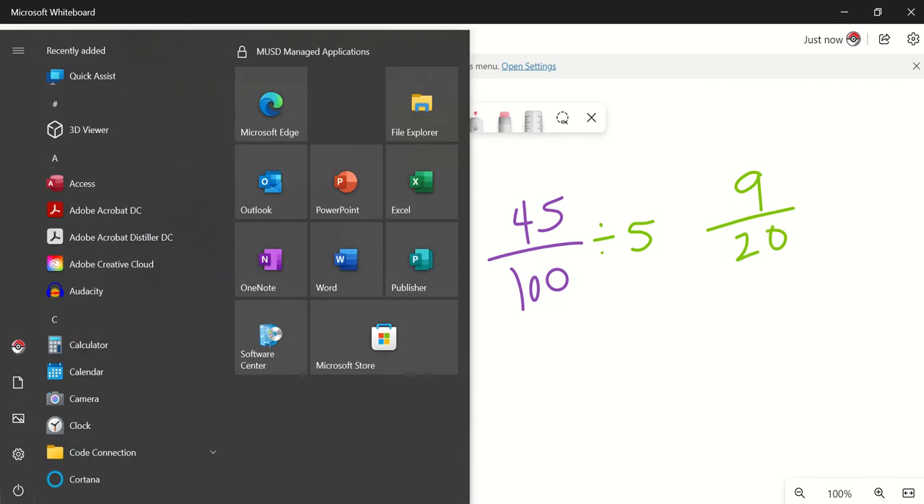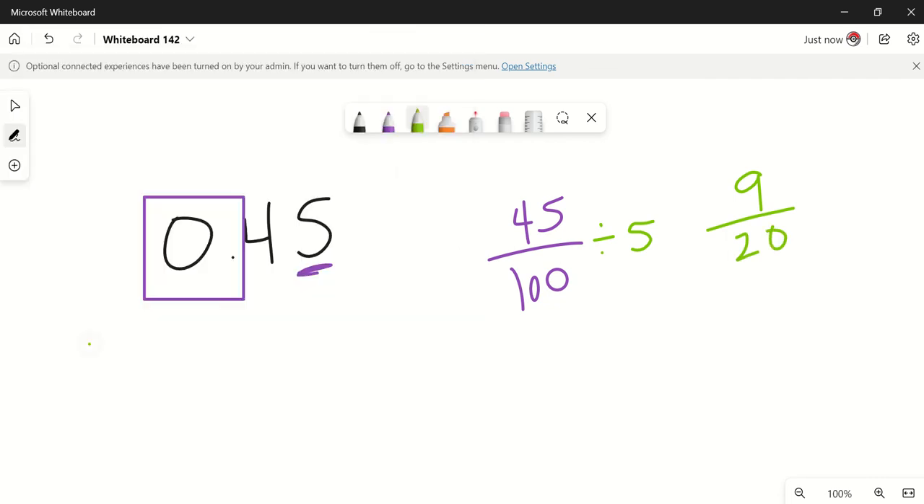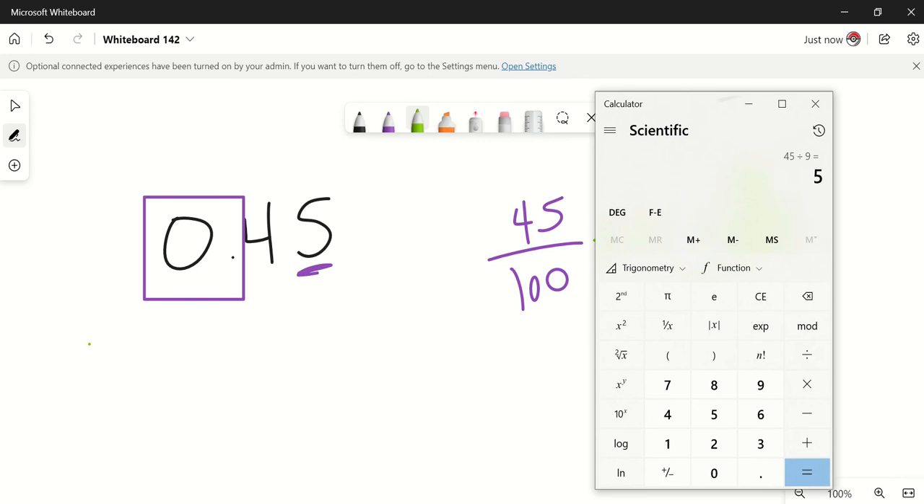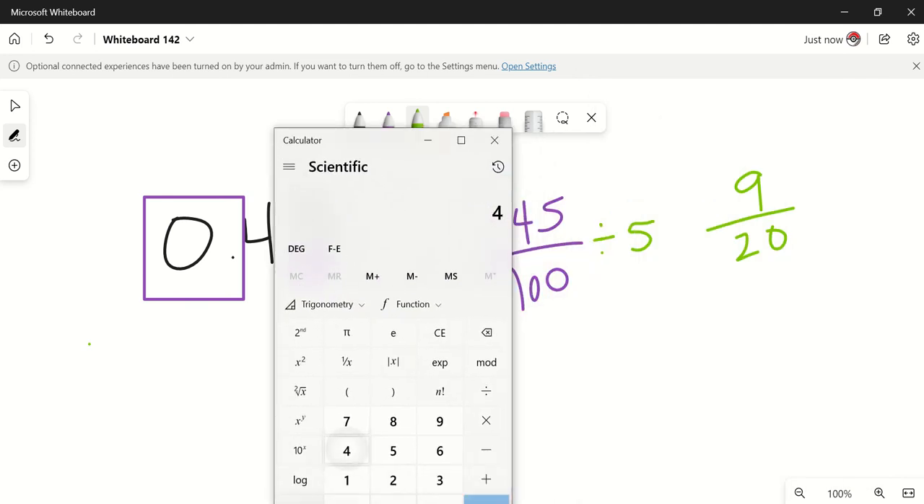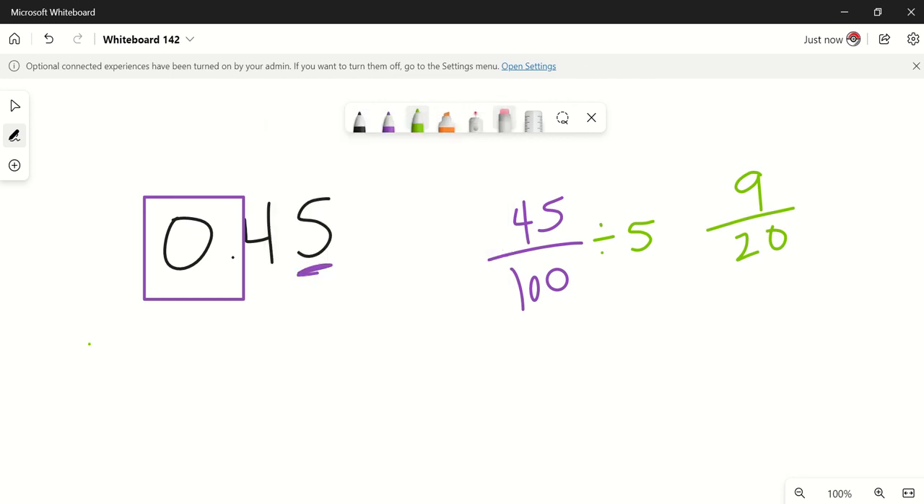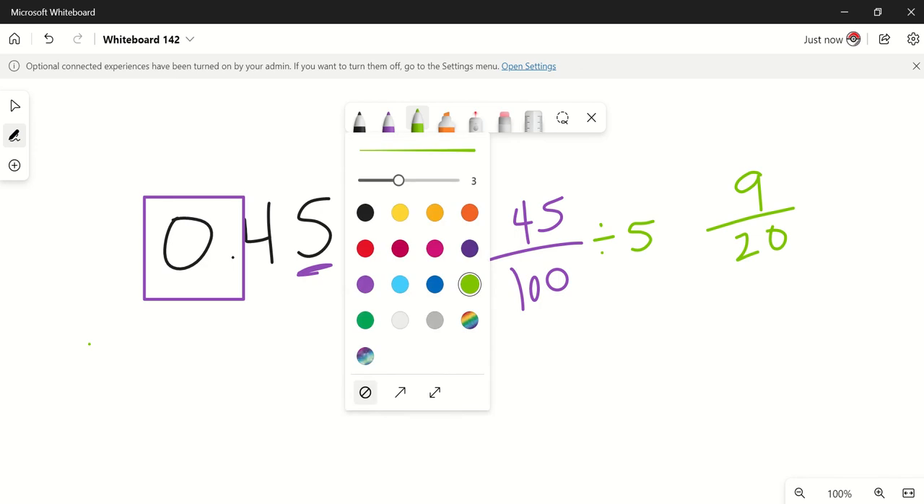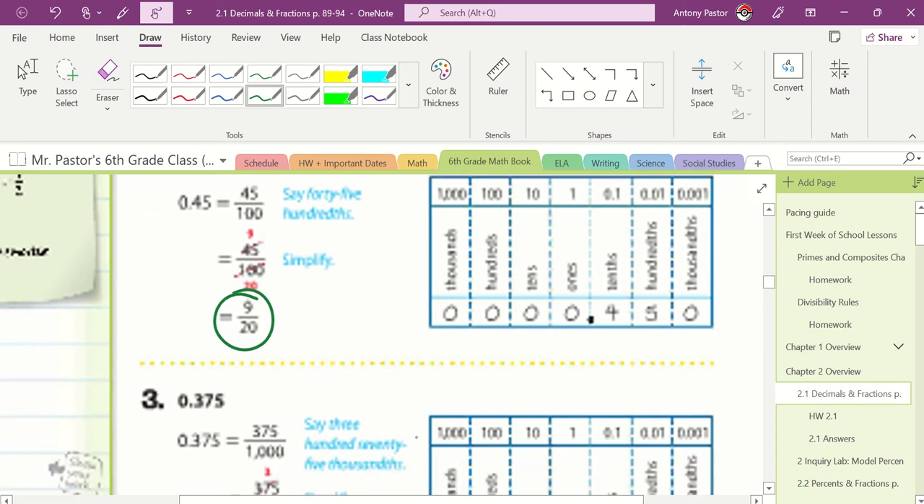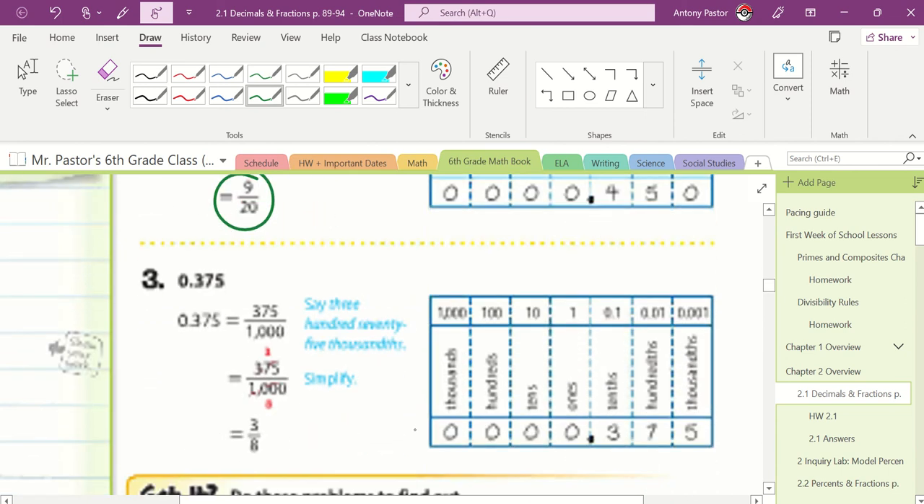Always use your calculators to check your work. I'm going to assume I'm right, but let's check. 45 divided by 5, I should say, does equal 9. And 100 divided by 5 should equal 20. It does. 9 and 20 are not going to have any other common factors. Therefore, my simplest form should be 9/20, and that's exactly what it says in the book. And our last one, 0.375.